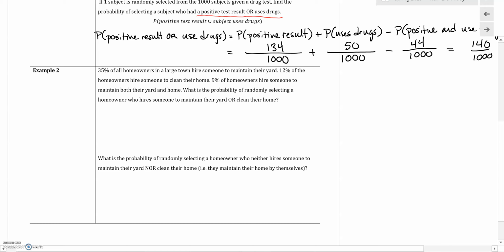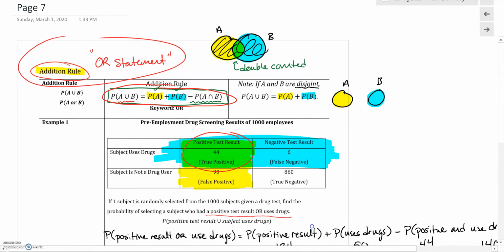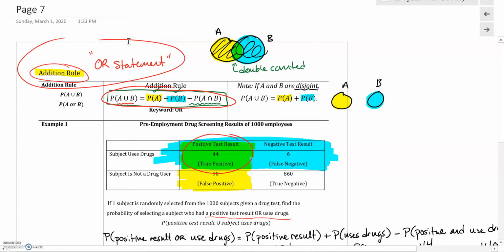Alright everyone, we're back. Page 7 of the notes. We're going to do example 2 and then move on to the next stuff. We are going through probability of an OR statement. So what's the probability of this or this happening? To do that, we utilize the addition rule, which was defined here.